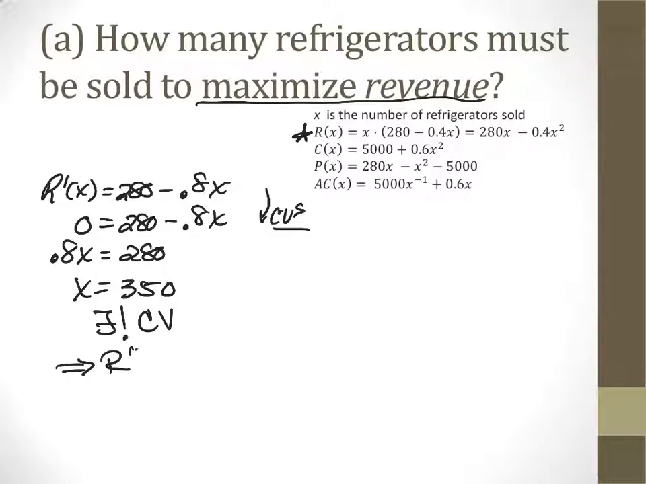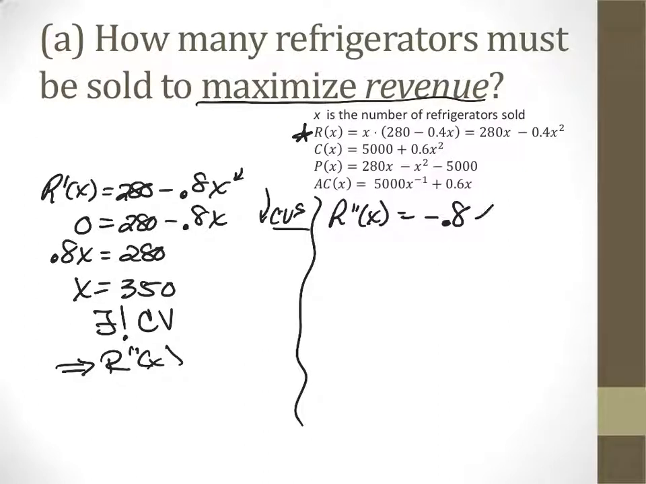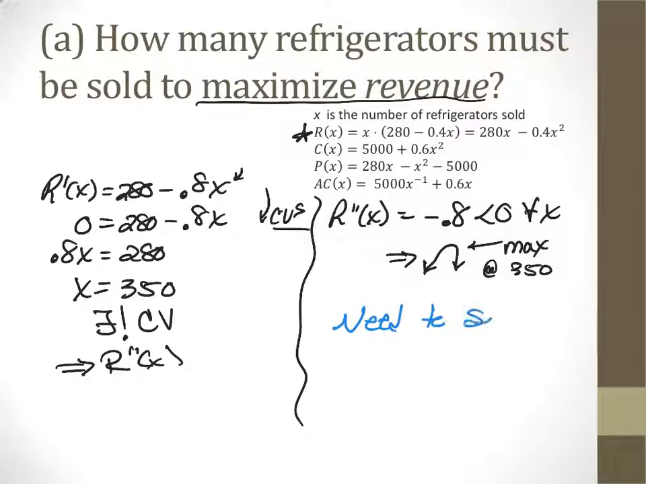So that means we can use concavity and the second derivative to figure out where this maximum is. And so take the second derivative with respect to x of revenue. When you do that, you get negative 0.8. That's less than 0 for all x, which are real numbers. And that means then, less than 0, it's concave down, and we have a max at our critical value, 350. That means then that we need to sell 350 refrigerators or units to maximize the revenue.